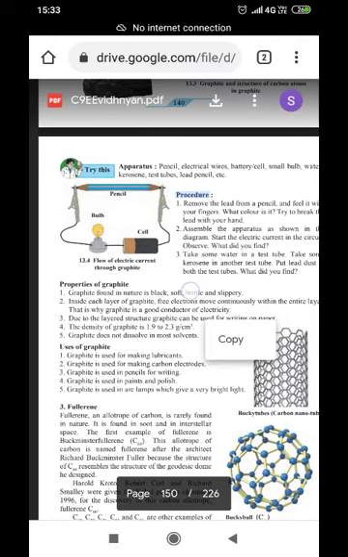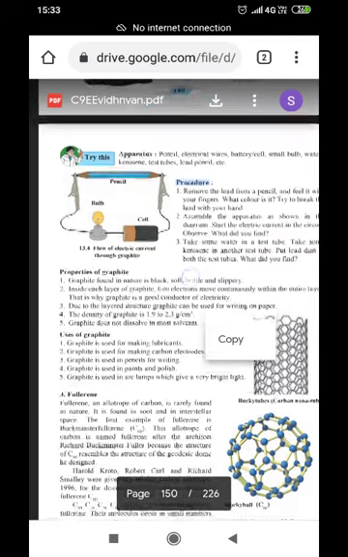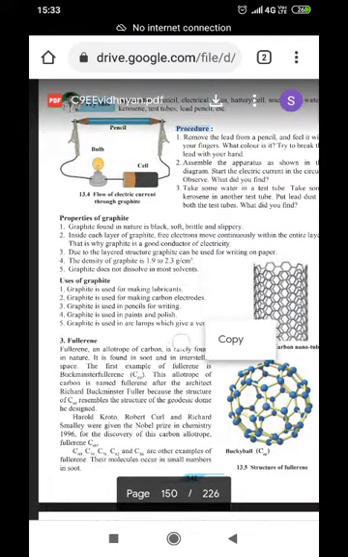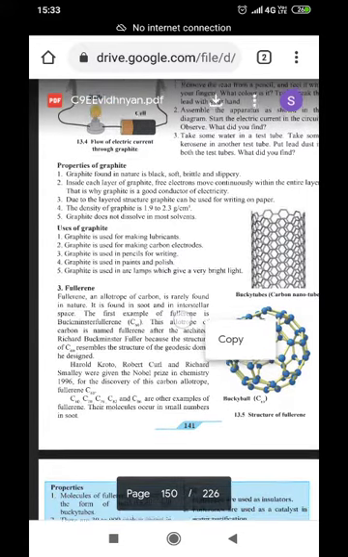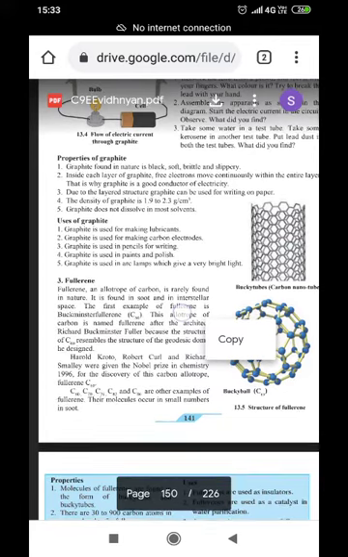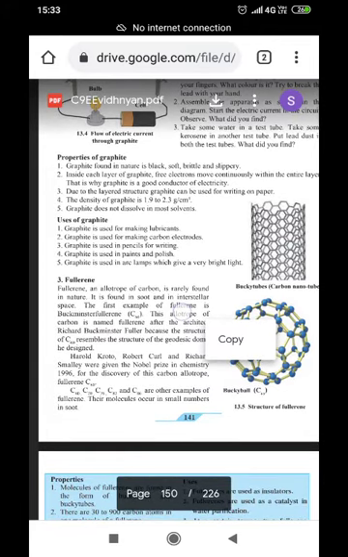Now we'll move to properties of graphite. Graphite found in nature is black, soft and slippery. You touch it, it will slip out, and it is very soft and easily breakable.